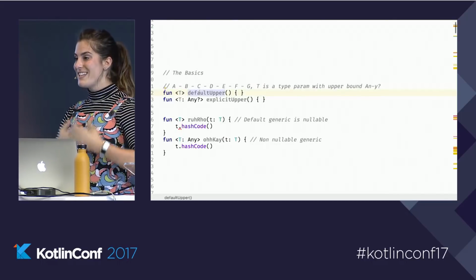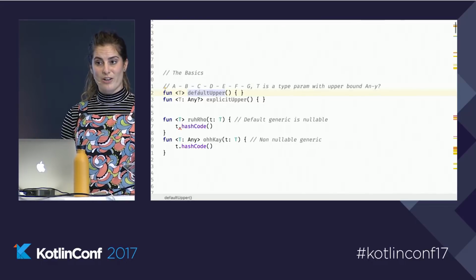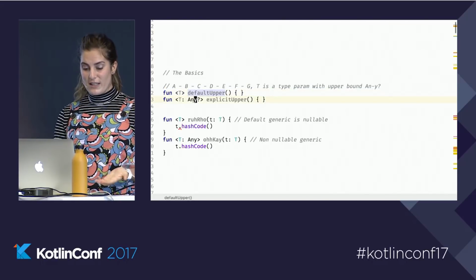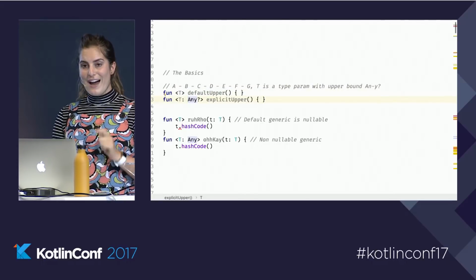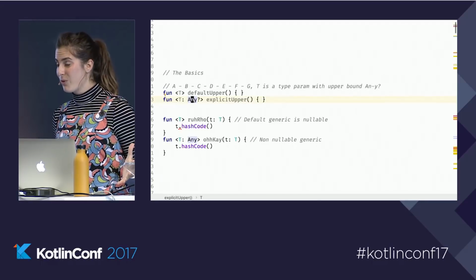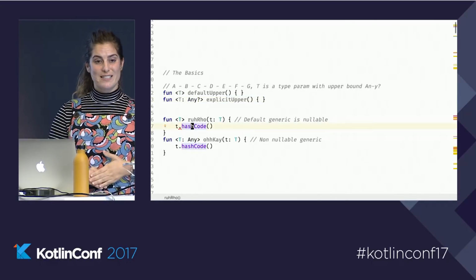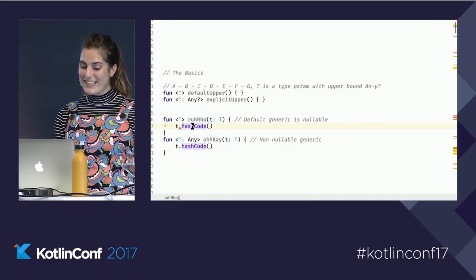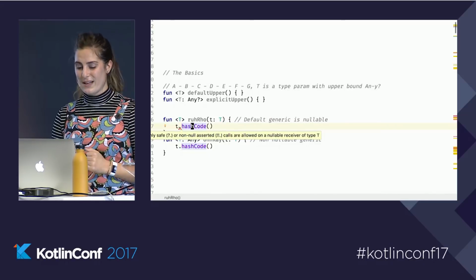So what that means is that the default upper bound, if you don't bound a generic, is any question mark. And you can write it like this. You can write it like this. I don't know why you would do this second version. You already get it for free. But what that does mean is that the default assumption is that what you're working with, T, is nullable. And so if you go in and parameterize by T and you try to use it, it's going to yell at you. This is not null. It's not safe. Get your act together.